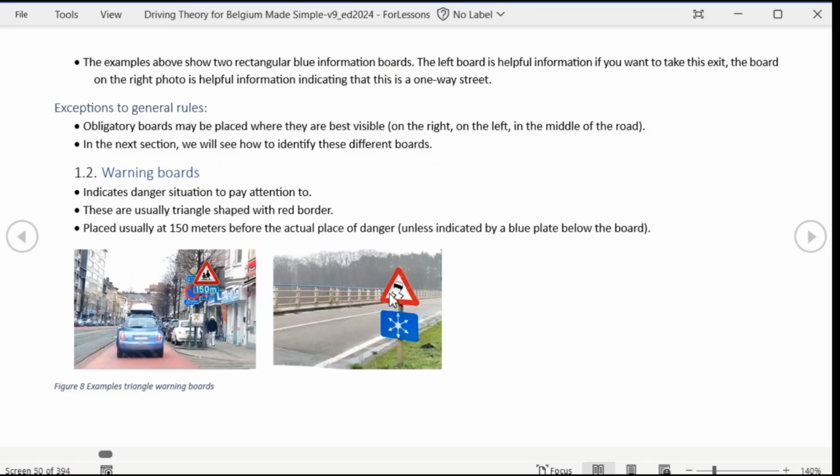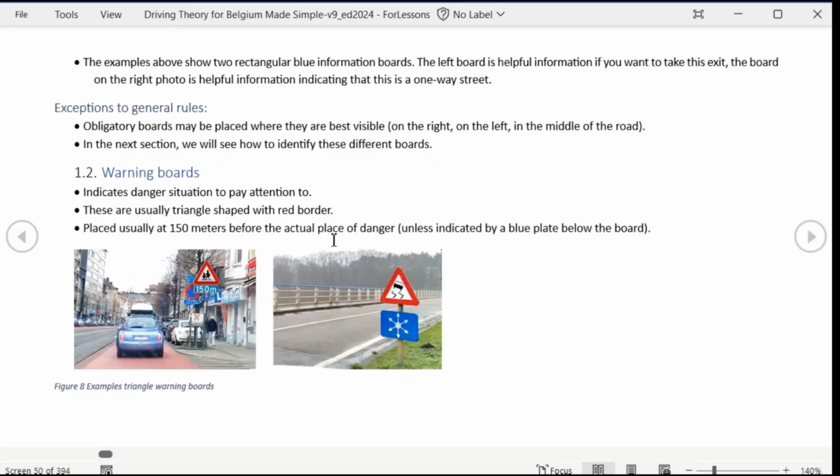It is placed 150 meters before the point where the danger is. So you might get questions like this in your exam. You should remember that these boards are placed 150 meters before the point of danger, which helps you, in fact, to adapt your speed. The moment you see this warning board, you know that there's danger ahead, so you can adapt your speed, and then you're well prepared to drive through that situation.